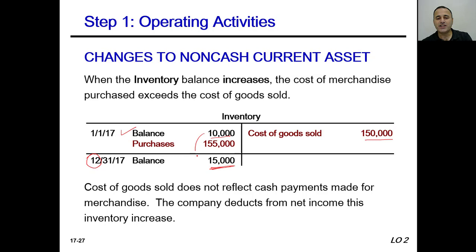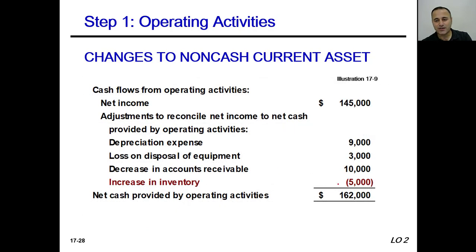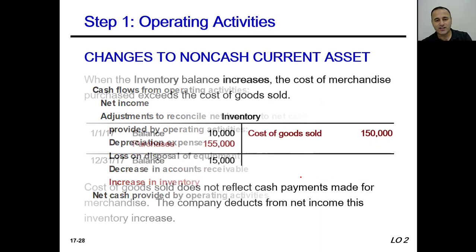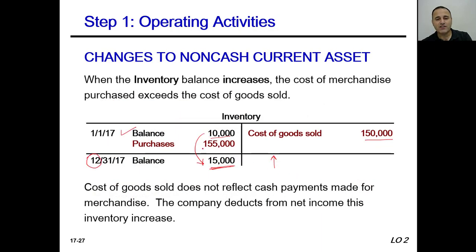My inventory increased. If your inventory increases, of course, in order to increase the inventory, you spend cash on it. Inventory does not increase in a vacuum. You have to buy it, and once you buy it, you spend cash on it. So cost of goods sold does not reflect cash payments made for the merchandise. The company deducts the increase from net income. So your cash actually decreased by $5,000, and the reason it decreased is because the inventory level increased.